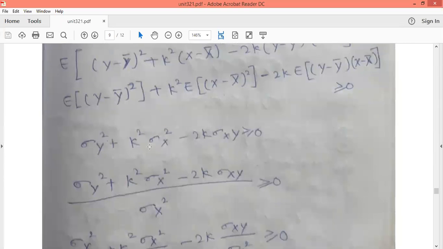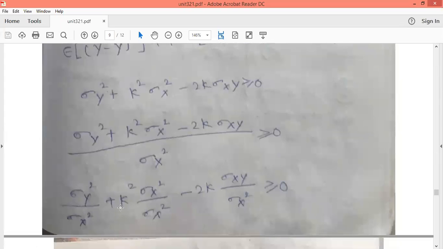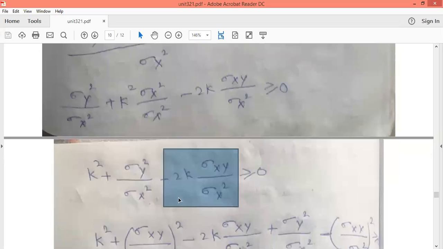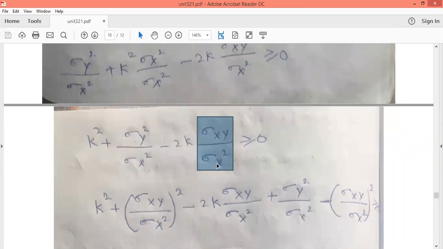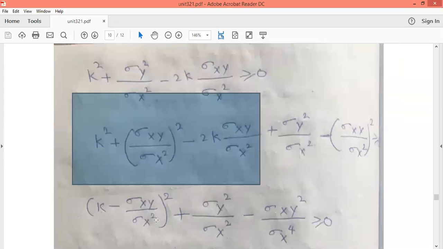Now we divide this equation by sigma x square. We get sigma y square by sigma x square, plus k square, minus 2k sigma xy by sigma x square. If you compare the terms k square and minus 2k sigma xy by sigma x square, to get the (a minus b) whole square form, there is the 2a term, and the b term is sigma xy by sigma x square. So we add and subtract the term (sigma xy by sigma x square) whole square. If we add and subtract, these three terms form (k minus sigma xy divided by sigma x square) whole square.